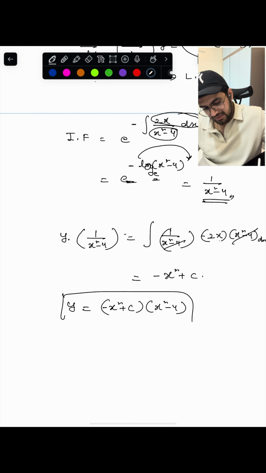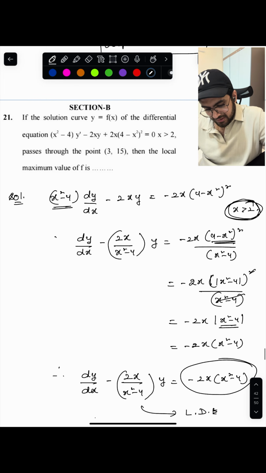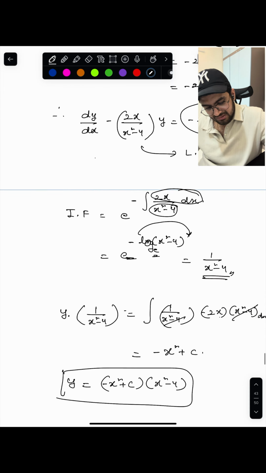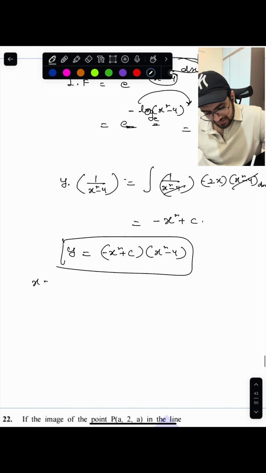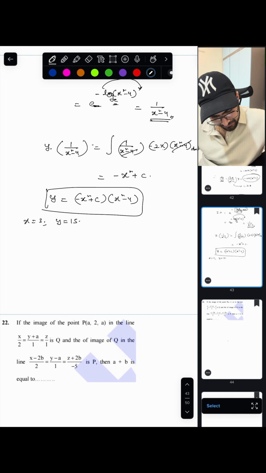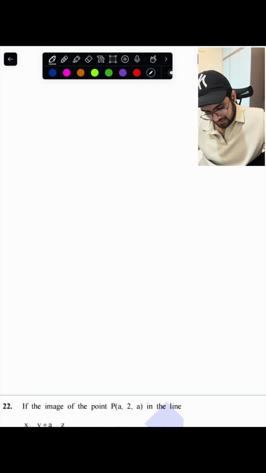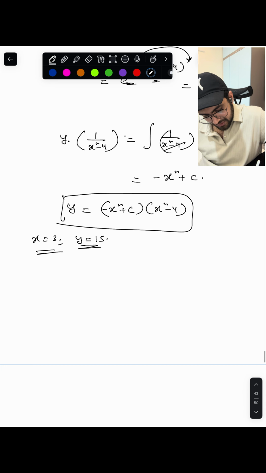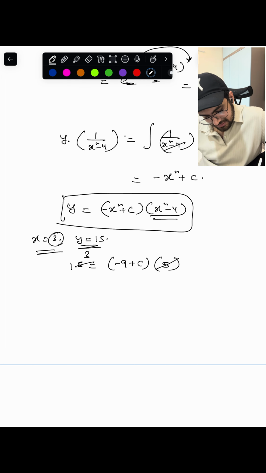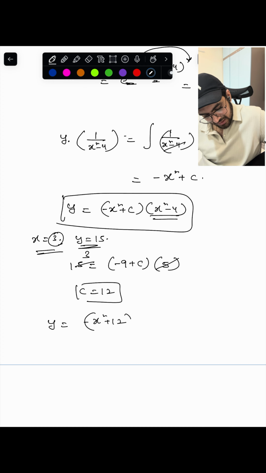Now you need to find that integration constant. Already what is given is that it is passing through (3, 15). That means if x equals 3, y equals 15. So substitute over here. x equals 3, y equals 15: 15 equals (−9 + c) into (9 − 4), which is 5. So c is equal to 12. So we got our function y equals (−x² + 12) times (x² − 4).